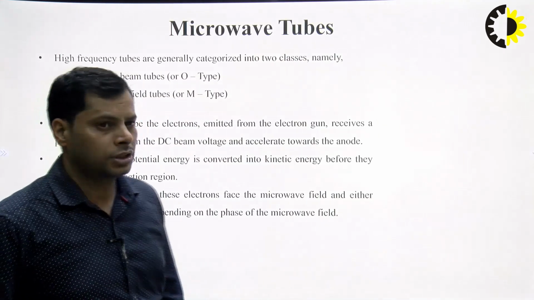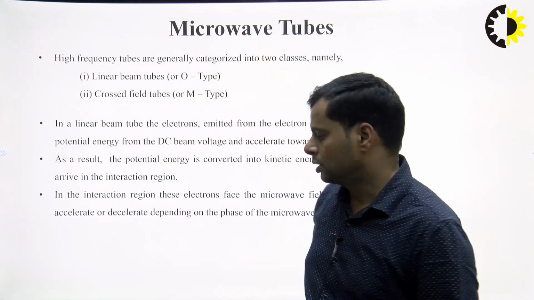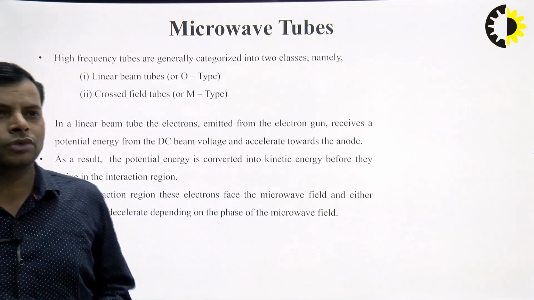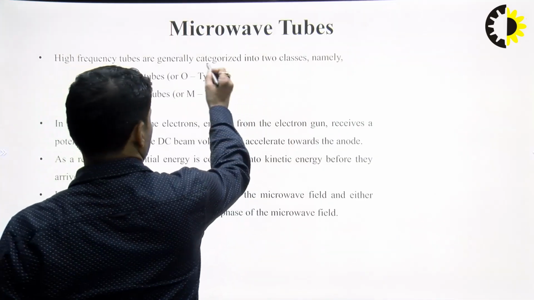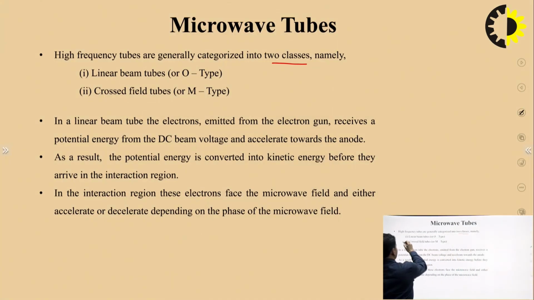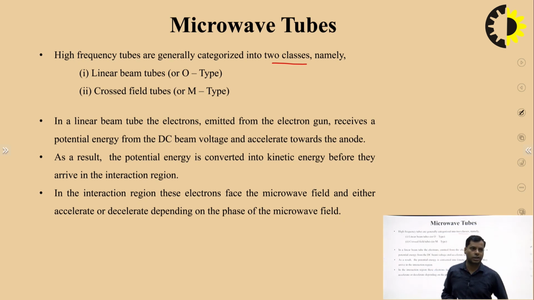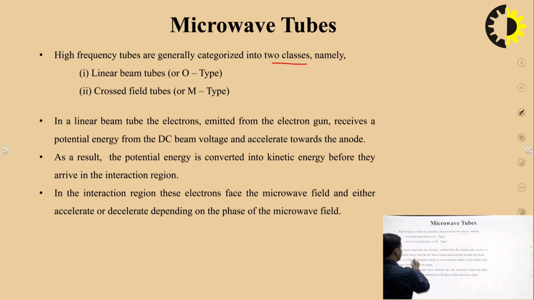Initially, microwave tubes are used for the generation of microwave signals. They are categorized into two classes: the first is linear beam tubes, the second is crossed field tubes. Linear beam tubes come under the O type category, and cross field tubes come under the M type tubes.